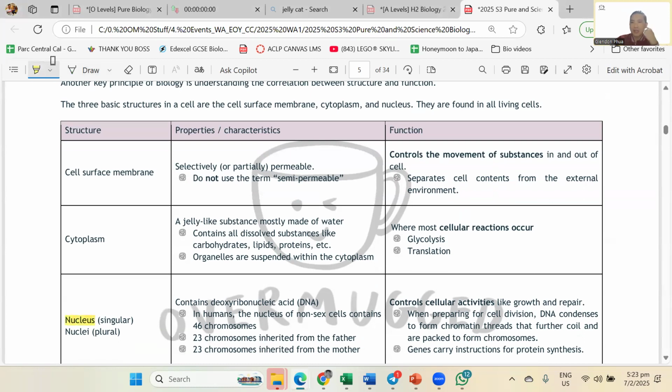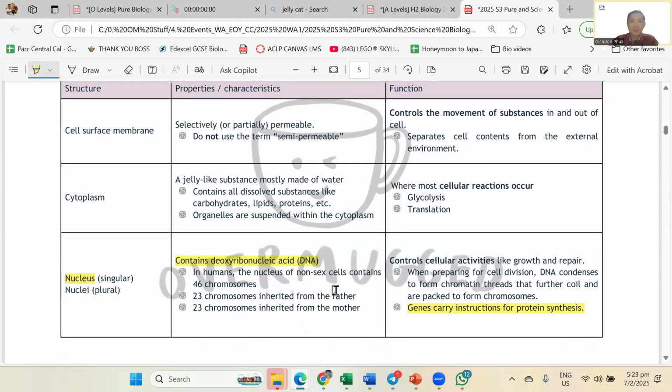Then, like Taylor Swift, what is so important about Taylor Swift such that she can make music? All the music is found in her head. So in Taylor Swift's head, there is information about music. Same thing for the nucleus. It contains genetic information called DNA, which is where we have this point here, genes to carry out instruction for protein synthesis. Now, the next part here about 23 chromosomes, father and mother. This one you already know from Sec 3, so I won't spend too much time on that.